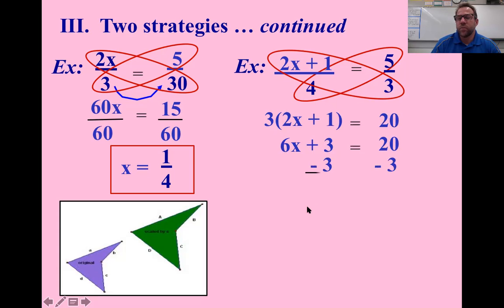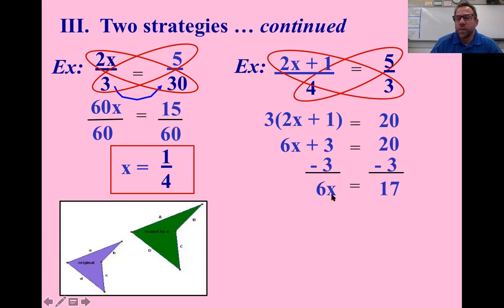So I'm going to subtract 3 from both sides. It's going to give me 18. Oops, 17, sorry. I don't know where I got 18. 20 minus 3 is 17, not 18. 20 minus 3 is 17.